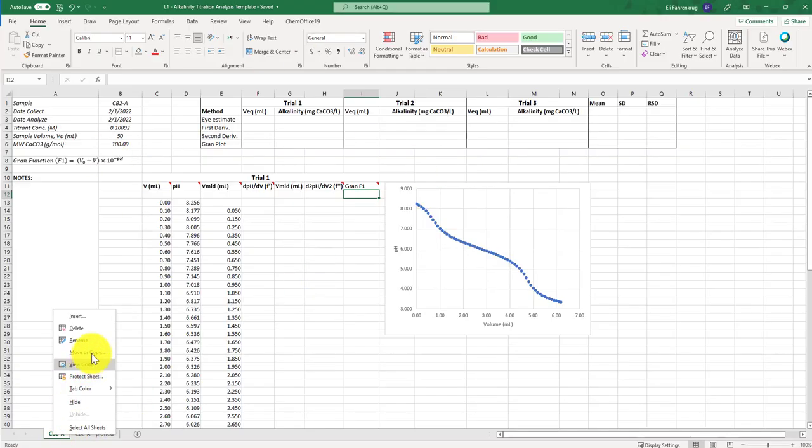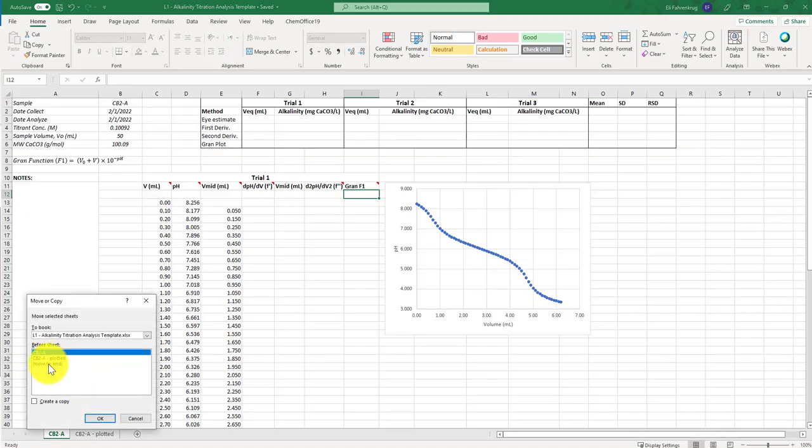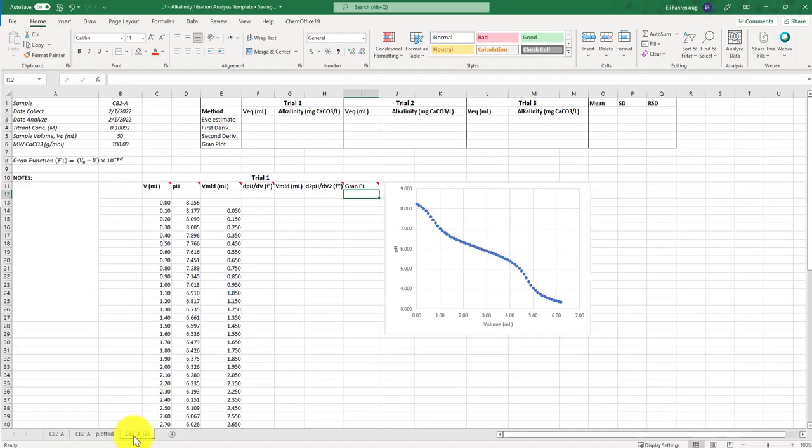So you can just right-click, choose Move or Copy, and then make sure you click this button, create a copy, and then click Move to End. That's just going to generate a duplicate of that original spreadsheet. You can change the name here, change the values, input your own measured data, and then it will compute everything for you. And so I'm showing you data that is sort of generic collected alkalinity data.